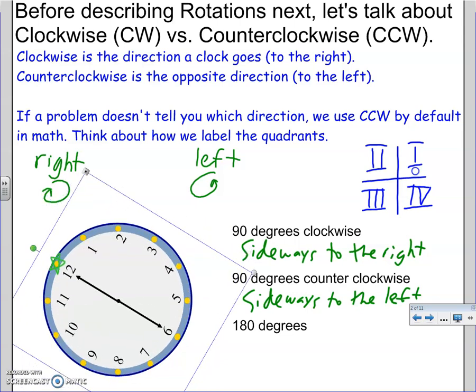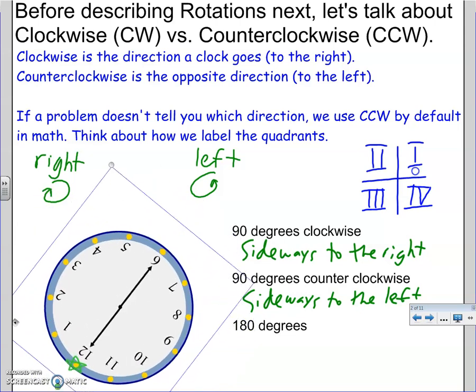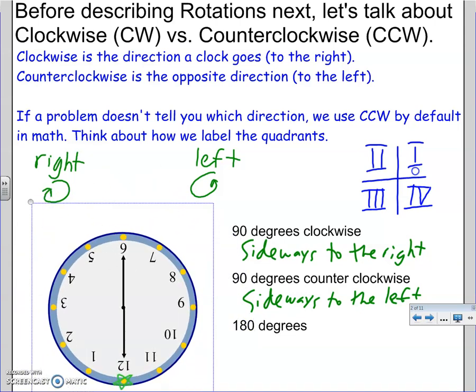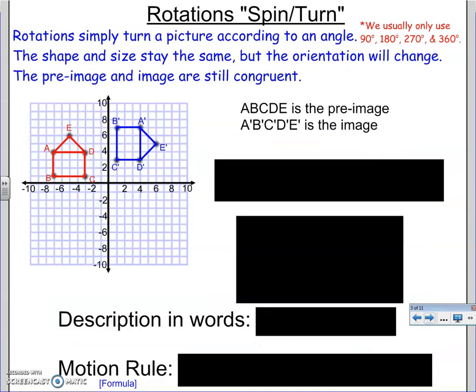Last, we're going to put it 180 degrees. It didn't tell us which direction, so you must assume counterclockwise. So that's going to go upside down to the left. Now, if you go 180 degrees clockwise or counterclockwise, they're both upside down. So technically it doesn't matter there. Upside down. Knowing that, we now answer some other stuff.